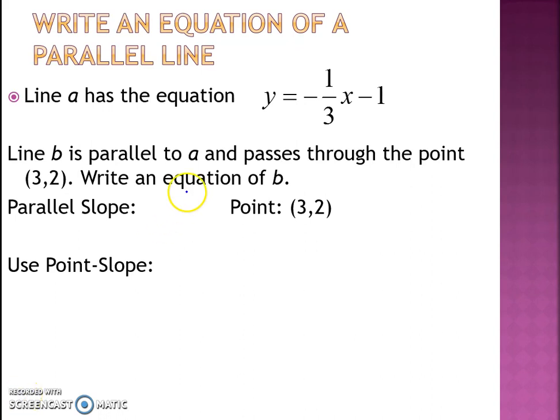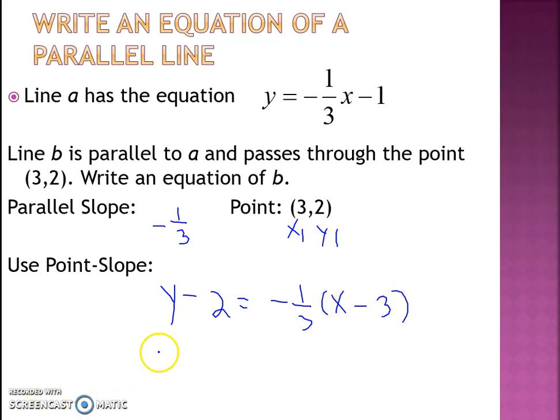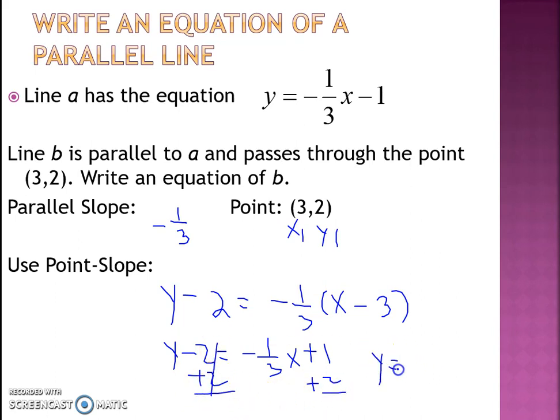So let's go over it. If A and B are parallel, then the slope will be the same. And then this is x1 and y1. So the point-slope form is y minus 2 equals negative 1 over 3 times x minus 3. So that's going to be y minus 2, and with the distributive property, negative 1 over 3x plus 1. Just have to add 2 on each side. Y is negative 1 over 3x plus 3.